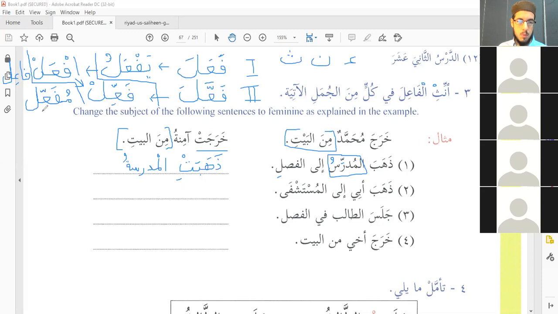Yes. Mufa'il. Now you can make the fa'il for any verb in the second form. Mu'annith, mudarris, mufattish, mukassir, mughallib. Anything you want to do. If you take a verb in form 1, the doer of that verb is fa'il. If you have a verb in form 2, the doer of that verb is mufa'ilun, mudarrisun, mudarrisatun.